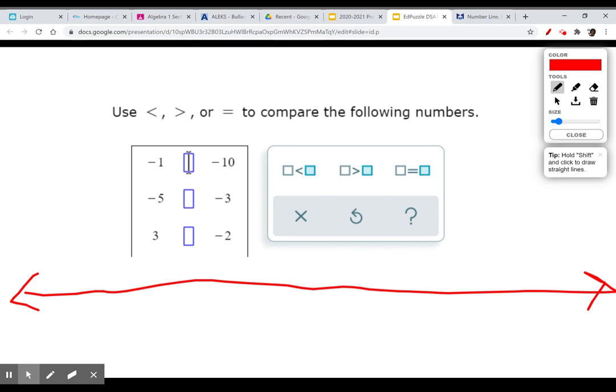I can see my smallest number is negative 10, so I'm going to put that over here. And then you're just going to count back to get all of the numbers in between.